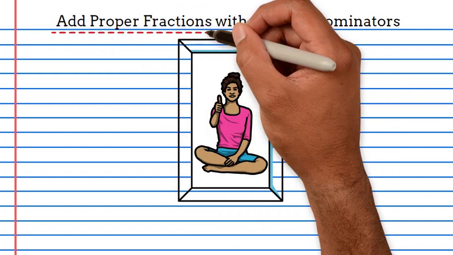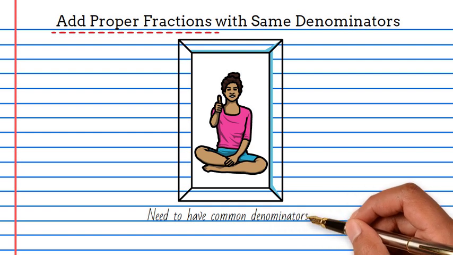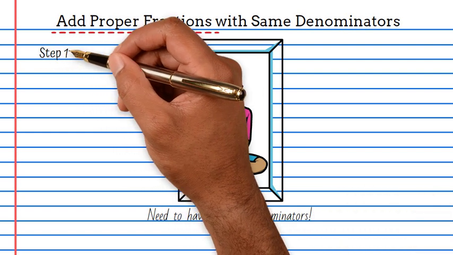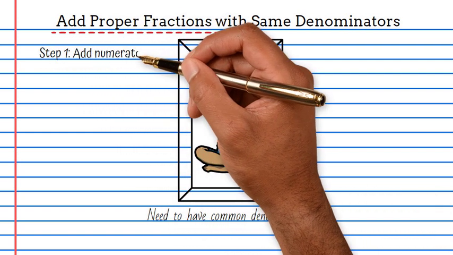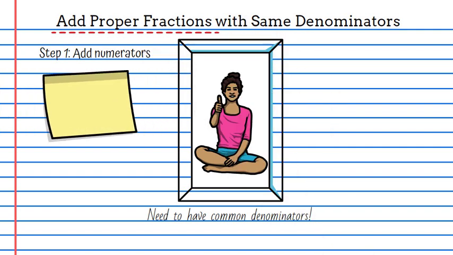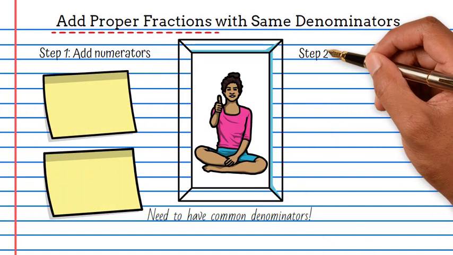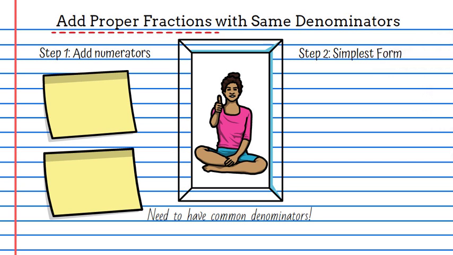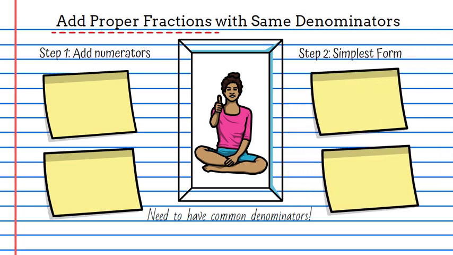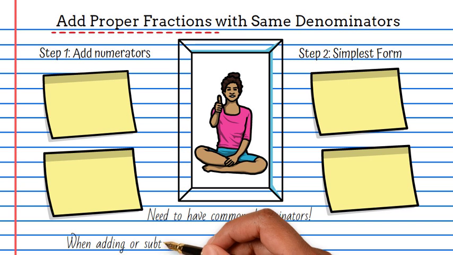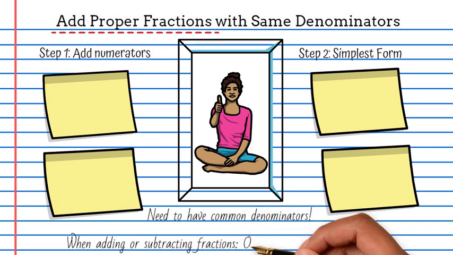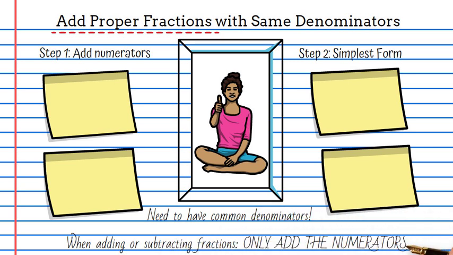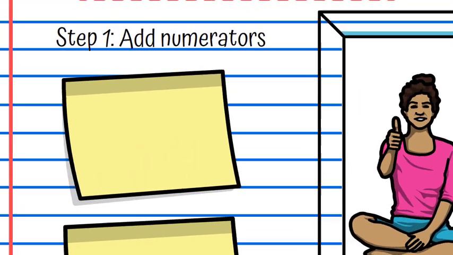When adding fractions, we need to have a common denominator. When this is the case, we can follow these steps. Step 1 is to add the fractions by adding the numerators together, and step 2 is to simplify the final answer to its simplest form. It is important to remember that when we are adding or subtracting fractions, we only add the numerators together and do not add the denominators.